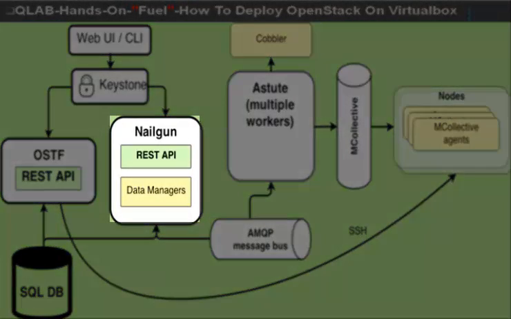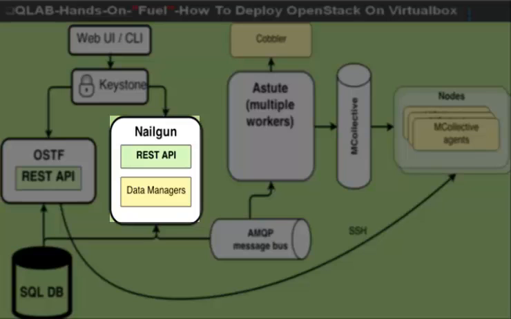Nailgun is the heart of Fuel. It's also written in the Python programming language. It implements a REST API as well as deployment data management. It manages disk volume configuration data, network configuration data, and any other environment specific data which is necessary for successful deployment. It has the required orchestration logic to build the instructions for provisioning and deployment in the right order.